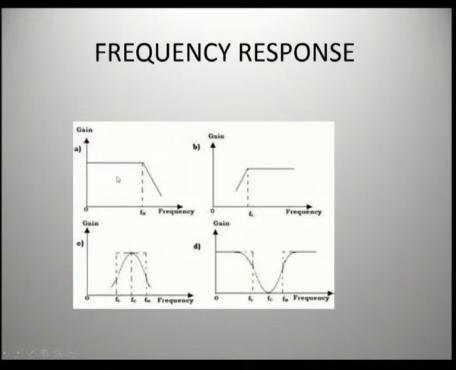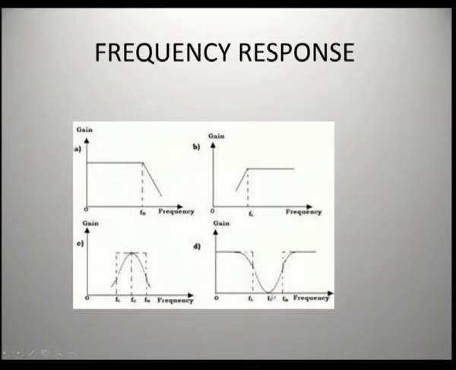So, this response is for the low pass filter, and the reverse of this response is the high pass filter. This is the cutoff frequency. Up to this cutoff frequency no signal is passed by the filter, and after this cutoff frequency all the signals are passed, and so this is the response of the high pass filter. And this is the band pass filter, and here this is the band stop filter.